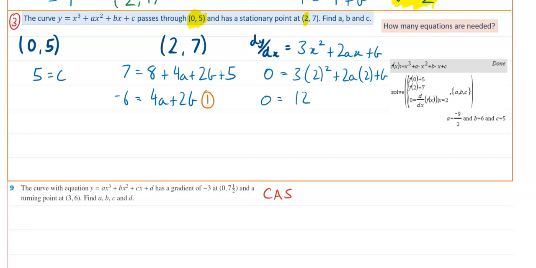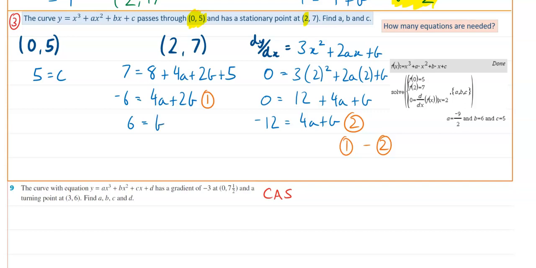So it's 12 plus 4a plus b, so negative 12 equals 4a plus b. So that is our equation 2. Let's do 1 minus 2. That's going to get rid of our a. So negative 6 minus negative 12 is positive 6. 4a minus 4a cancels, and 2b minus b is b.